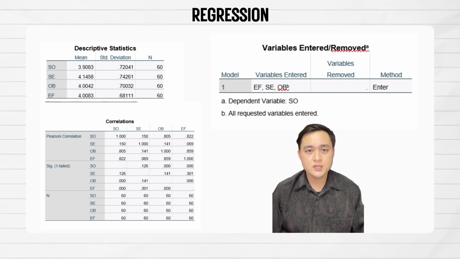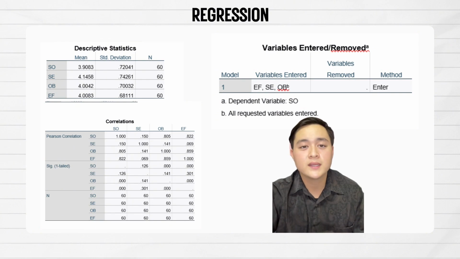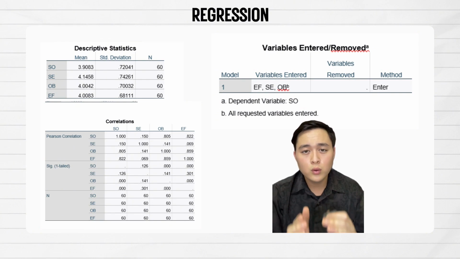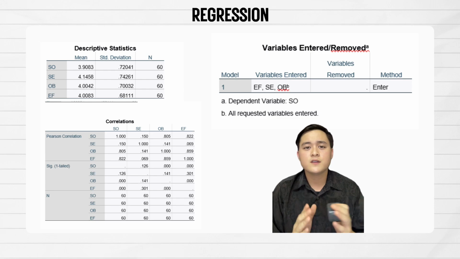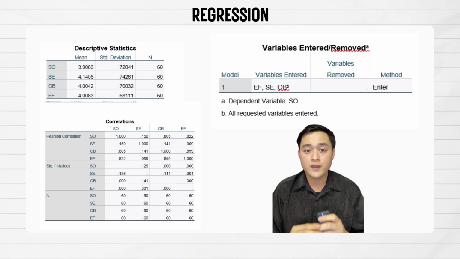Okay, for the regression, let's review the descriptive statistics for SO, SE, OB, and also EF. Based on the 60 respondents, SE has the highest mean 4.15, followed by EF 4.01 and OB 4.00, while the SO score is the lowest at 3.91. Though still favorable, standard deviation ranges from 0.68 to 0.74, showing moderate consistency in responses. So overall, SE is the most positively perceived variable.